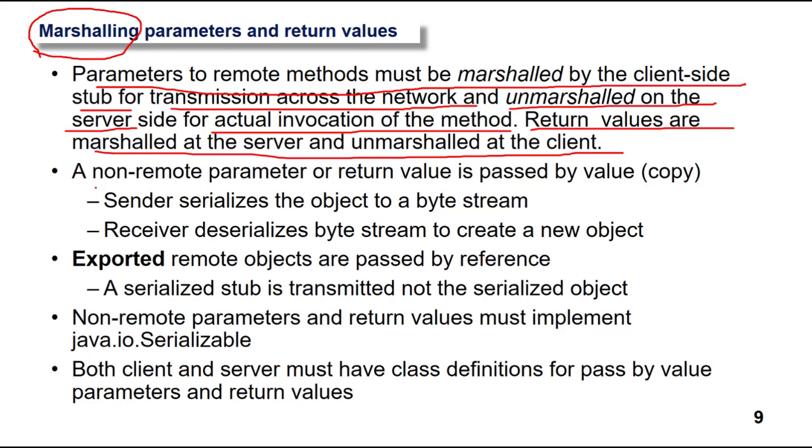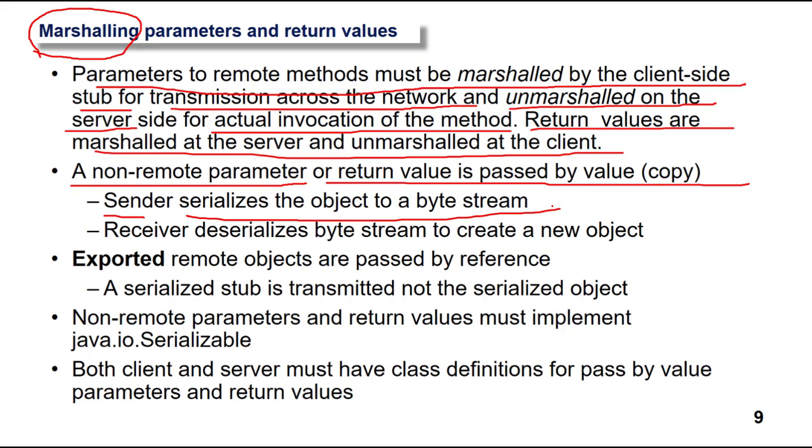And there are two main ways in which parameters can be transported. A non-remote parameter or return value is passed by value. The actual value of the parameter, in its entirety, is sent over the network. The way we do that is that the sender serializes the object to a byte stream. So you convert the data, whatever it is, into a stream of bytes.